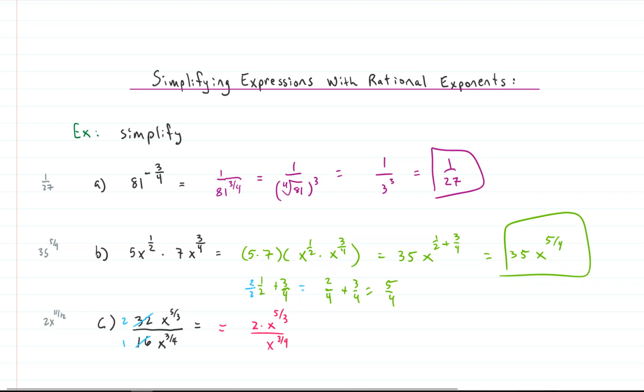Well, let's split this up. We have 2 times, and then we have the x's, 5/3 and x to the 3/4. Our exponent rule says that when we have x to the something divided by x to the something, we subtract the somethings, or the exponents. So this gives us 2 times x to the 5/3, sorry, minus 3/4.